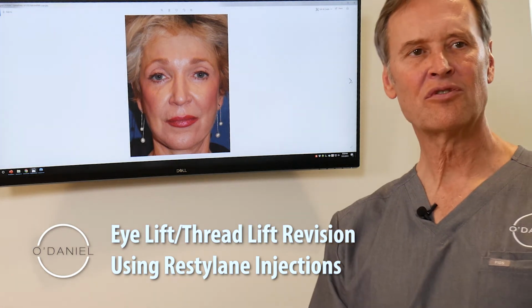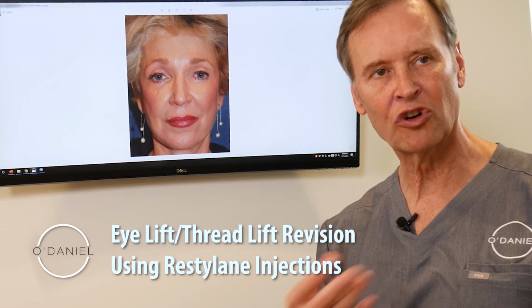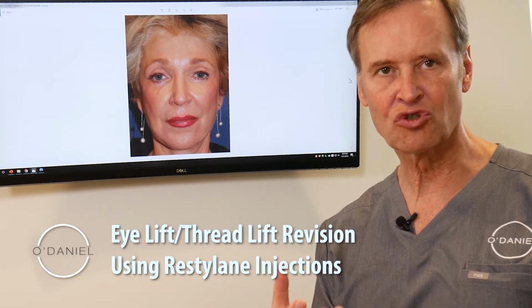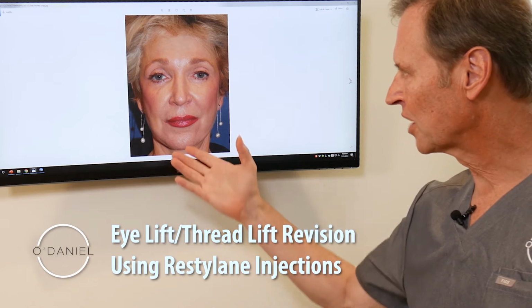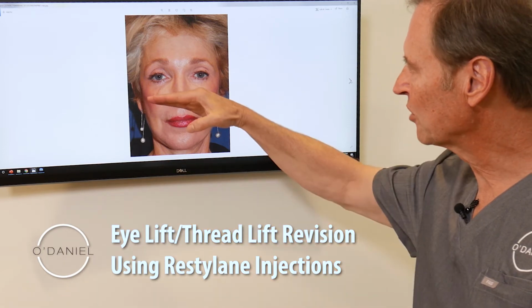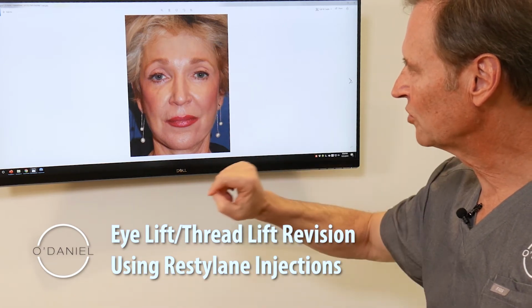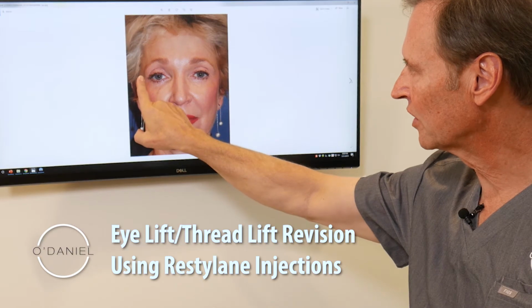So this is an interesting example of how we use non-surgical means to reverse things that have been done surgically. This is a person who had a previous facial restoration procedure done elsewhere, and she's unhappy with the upper third of her face. We can see the brow's been lifted a bit too high. She has hollowing in her temporal area.